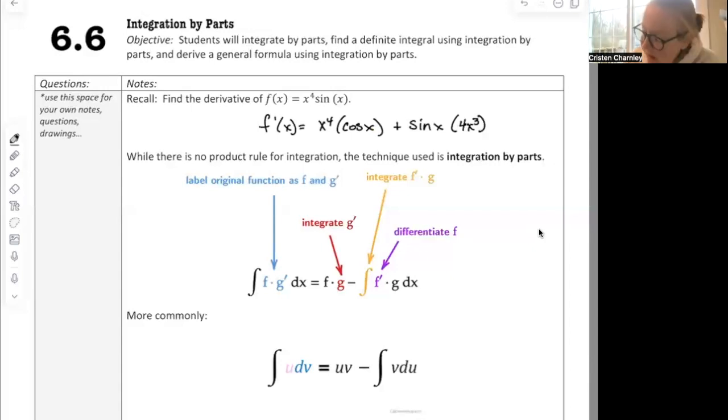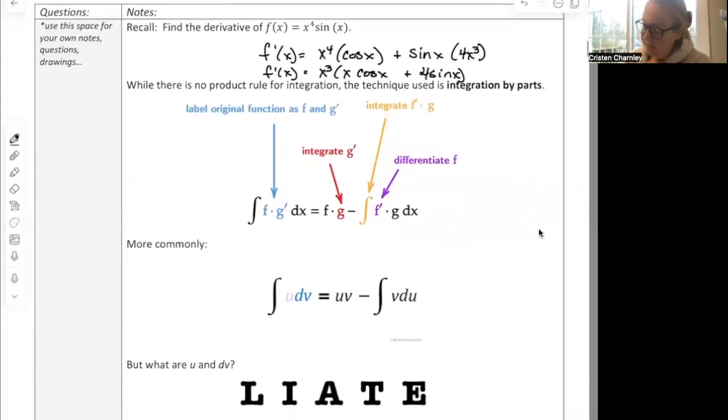Something like this. Maybe you factor out x cubed. Doesn't really do much for us. But there you go. There's a factored version of it as well. So we have this product rule for derivatives. Now, we don't directly have a product rule for integrals, but we have the result of a product rule. We use something called integration by parts.